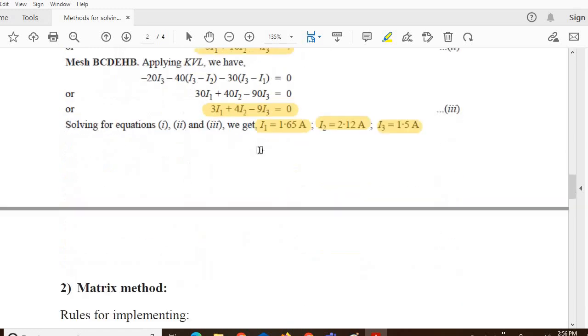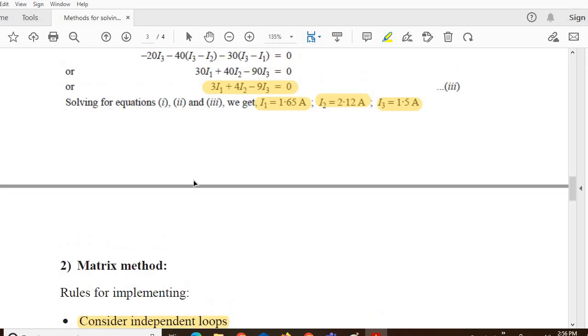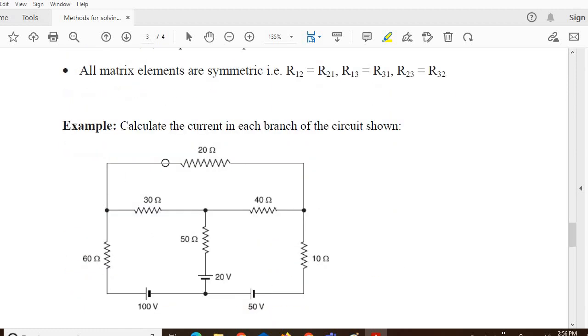To avoid this, we have one more important method, called the matrix method. This is the most interesting method, but there are a few rules that need to be implemented. The first rule is to consider the independent loops. In the same example, we have 4 to 6 loops, but we are taking independent loops. This is the first loop, second loop, and the third loop.